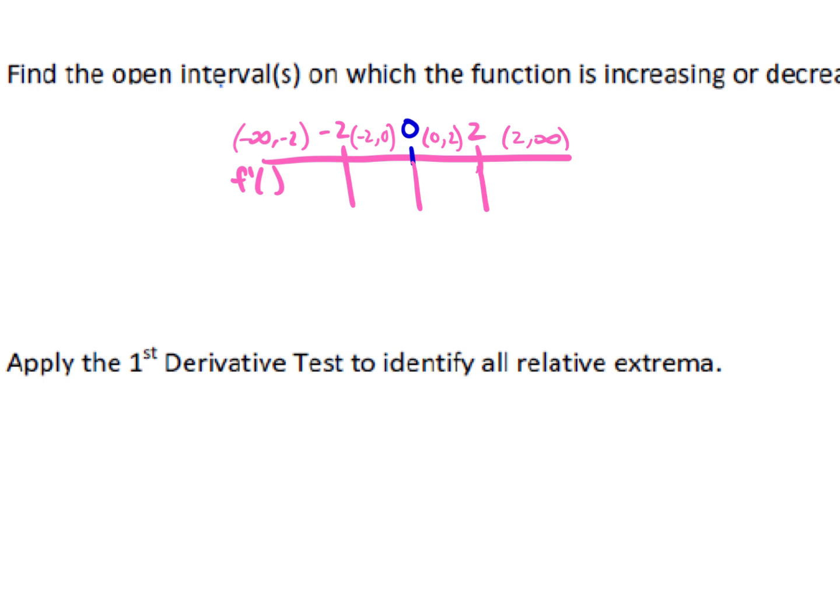Then you can use your information that you found where it's increasing and decreasing to find the relative extrema. If it goes from increasing to then decreasing, this would be a maximum. If it goes from decreasing to then increasing, this would be a minimum. I think these were the answers. I might have them backwards, but plug it in, test it. I'll post the PDF of the answers.